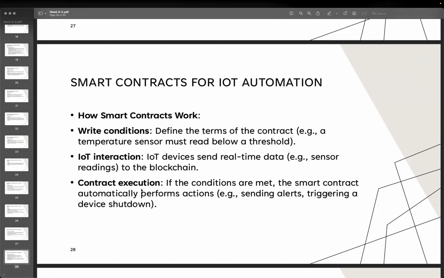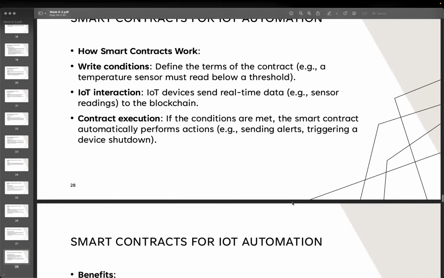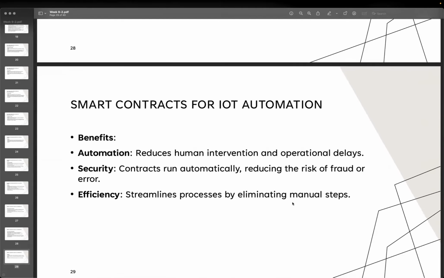And the contract execution stage. If the conditions are met, let's say the temperature is below the threshold, then the smart contract will automatically perform the action. It can send an alert, trigger a device shutdown, or send a signal to the end device or edge computing. So like this.